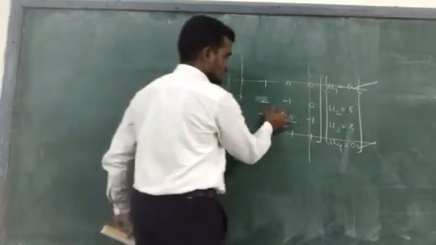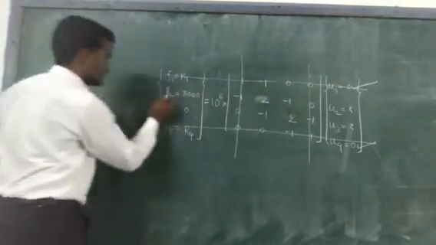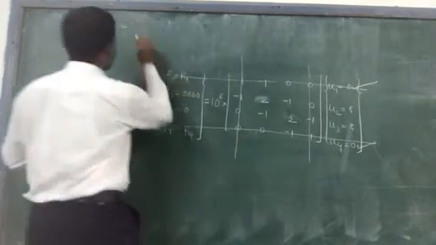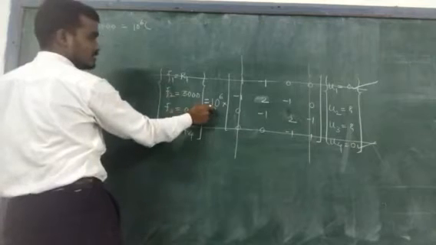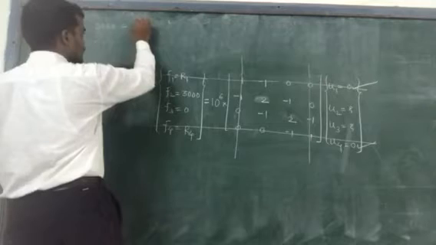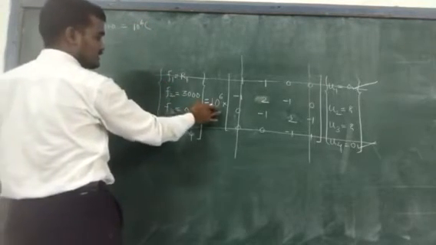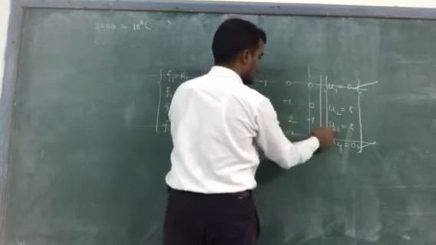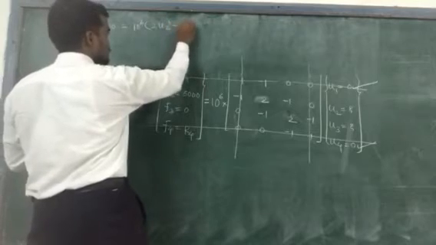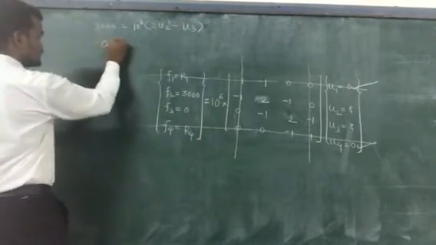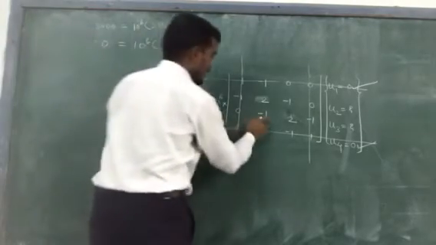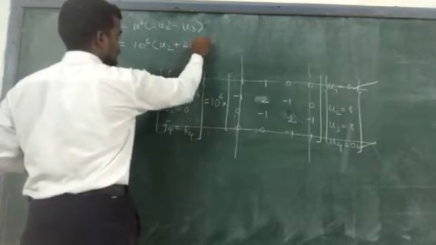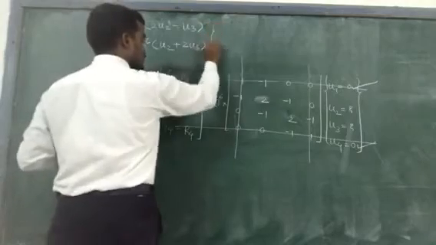Now the remaining two equations we can write as F2 is equal to 3000, which is equal to 10 raised to the power 6 times. Don't forget to take this 10 raised to the power 6 into account while solving these two equations. 10 raised to the power 6 into 2 times U2 minus 1 times U3. Similarly, F3 is equal to 0, which is nothing but 10 raised to the power 6 in bracket minus 1 into U2, means minus U2 plus 2 times U3. So these are the two equations.